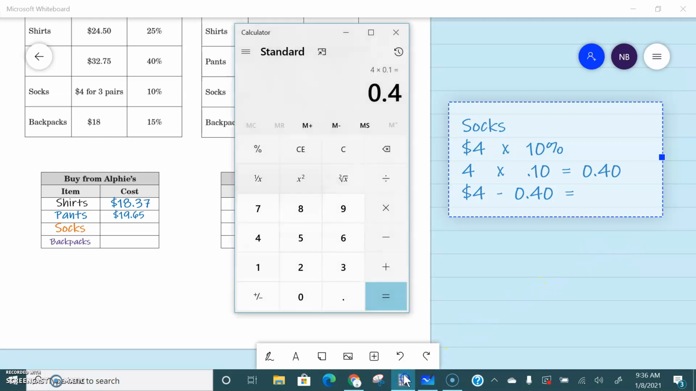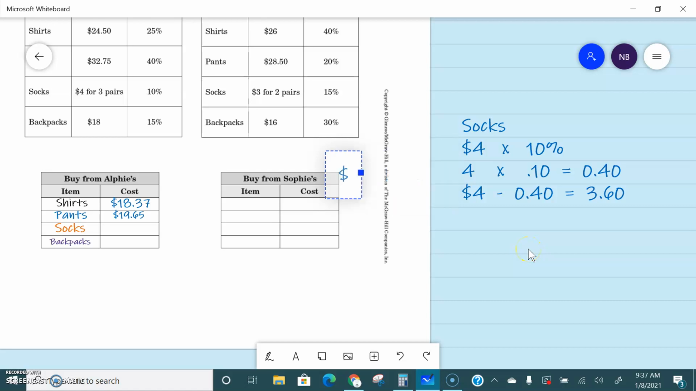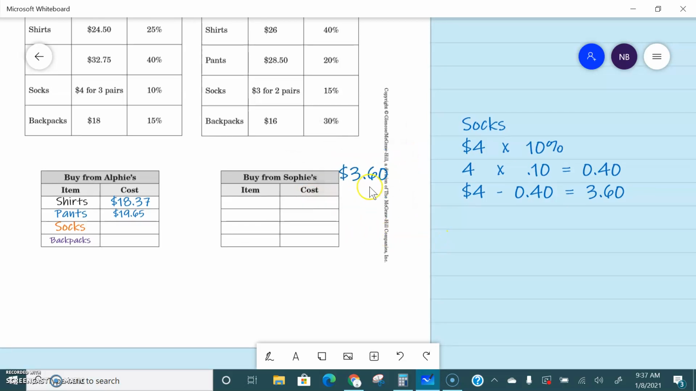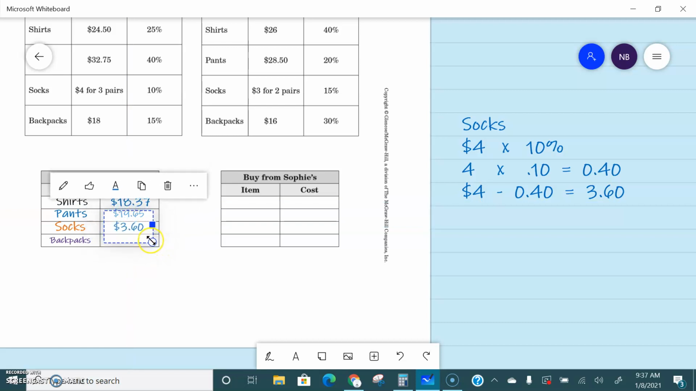This is something you do if you were at the store buying something, and you wanted to know how much it was on sale to see if you have enough money. And 40 cents off of $4 is 3.6. And we're talking about money. That's not $3.06. It's $3.60 because the 6 is in the tenths place. So we put our answer of $3.60 right in the sock spot.